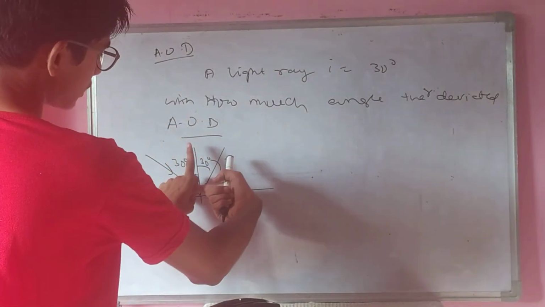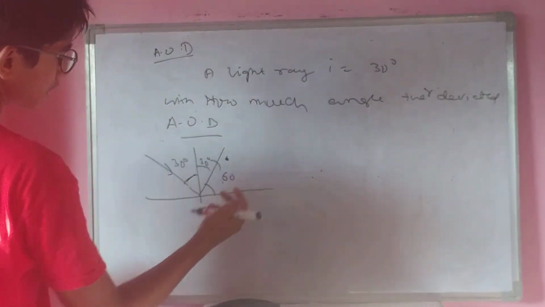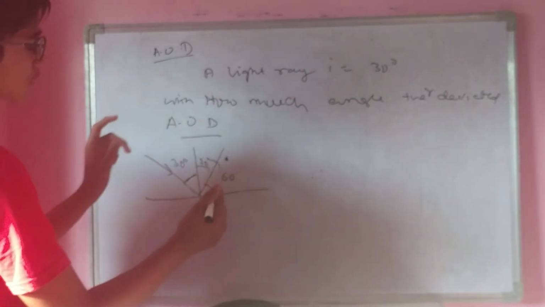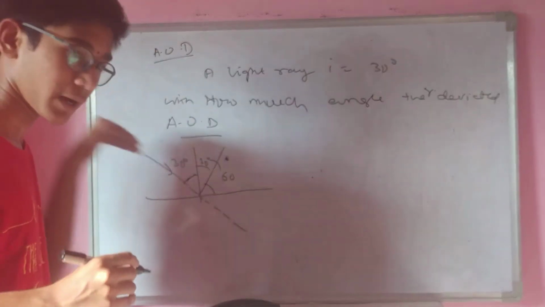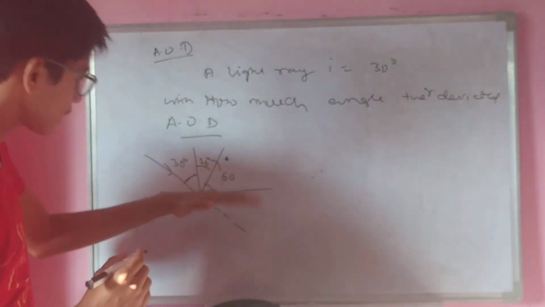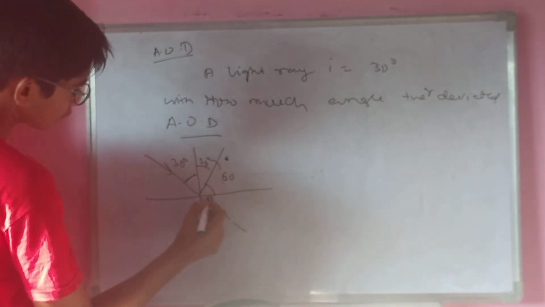This total is 90, this is 30. So this angle will be 90 minus 30. I am removing this angle, so this is 30, 60. I am extending this original path. This is the deviated path. Now I have to find this angle.